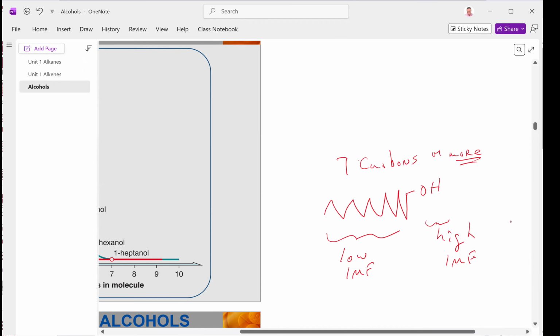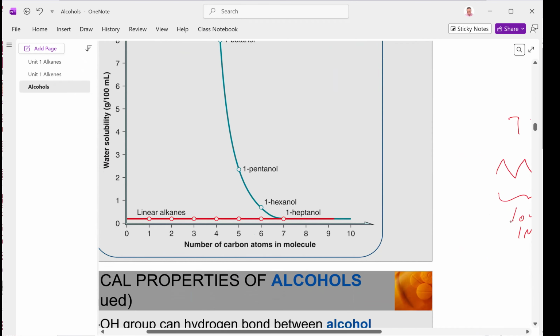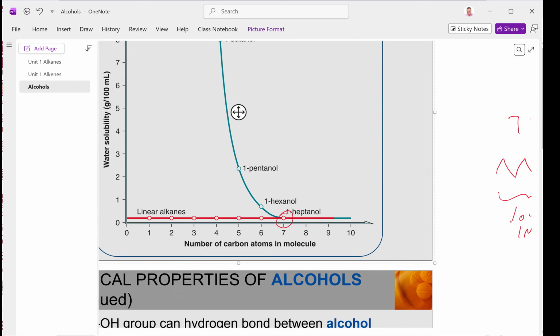And this graph shows it. So the breaking point, 7 carbons. Now we're going to see the same thing happens with acids. 7 carbons, breaking point. Because acids are very, very strong IMFs as well.